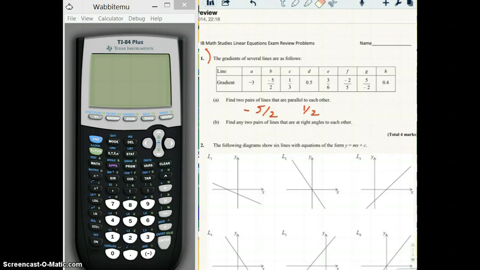Now let's look at B. Find any two pairs of lines that are right angles to each other, which means they're perpendicular. Now remember that perpendicular lines have gradients that are negative reciprocals of each other. So for example, if I have a line that's 1/2 gradient, then the negative reciprocal would be negative 2 over 1. Let's see if we can find any examples of that here.